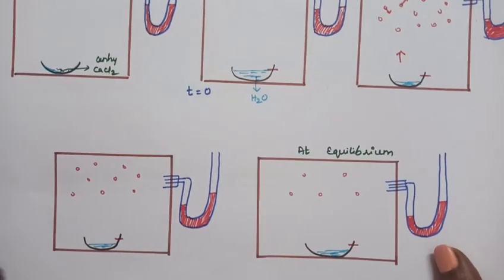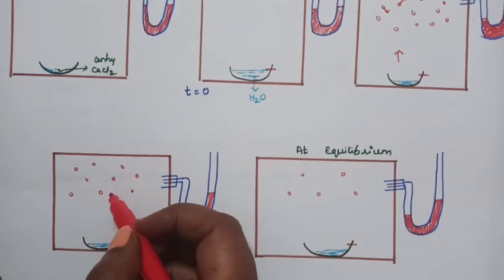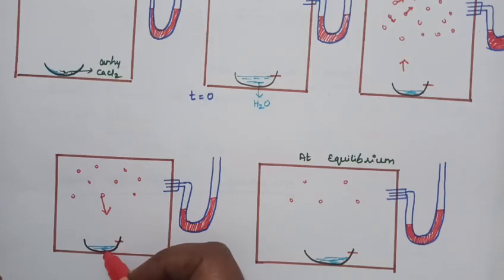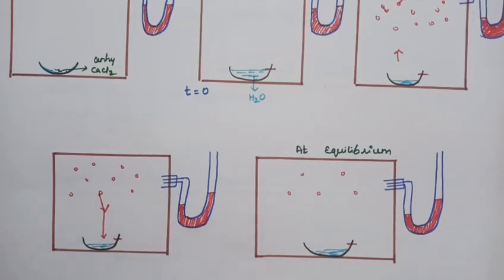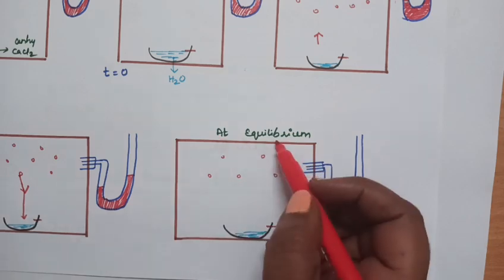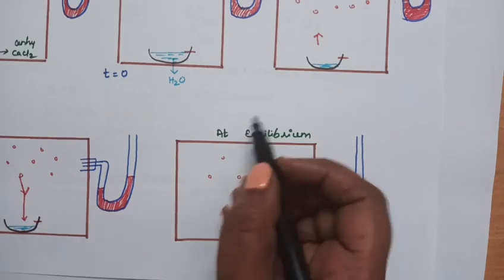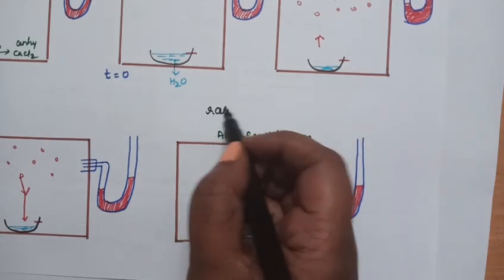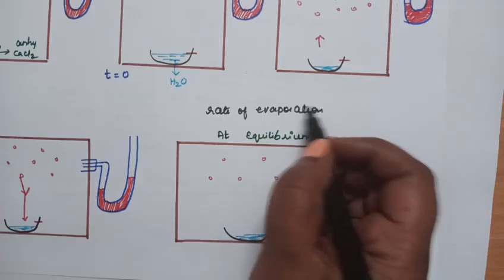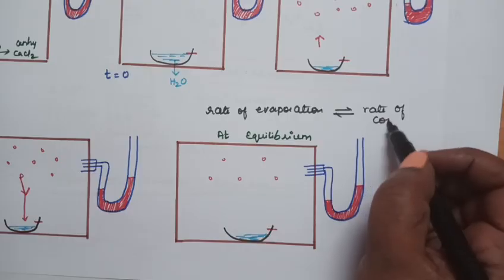And then you can see slowly what will happen is, some of the gas molecules will lose energy and condense, and then be converted into water. Next, at equilibrium the rate of evaporation will become equal to the rate of condensation. Rate of evaporation becomes equal to rate of condensation.